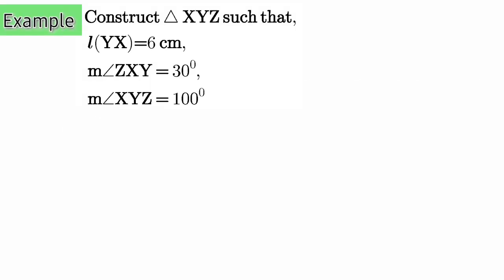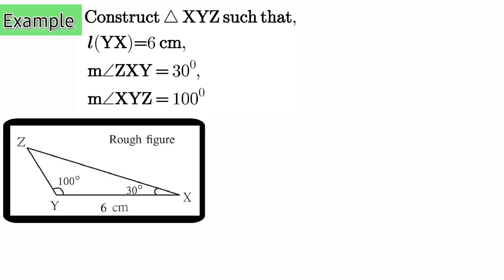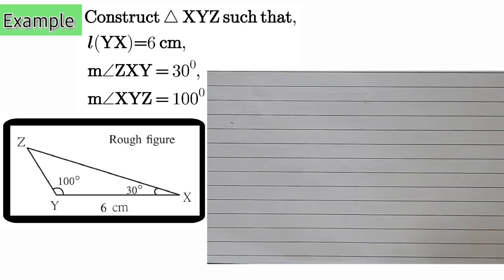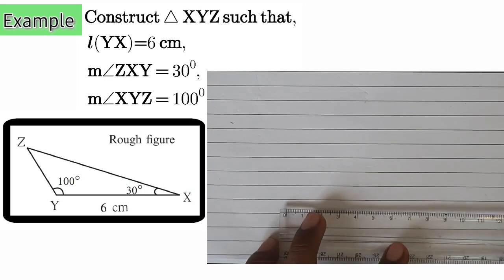Example, construct triangle XYZ such that length of YX equal to 6 cm, measure of angle ZXY equal to 30 degree, measure of angle XYZ equal to 100 degree. For the construction, let us draw a rough figure first. According to the rough figure, draw segment YX of 6 cm as the base.